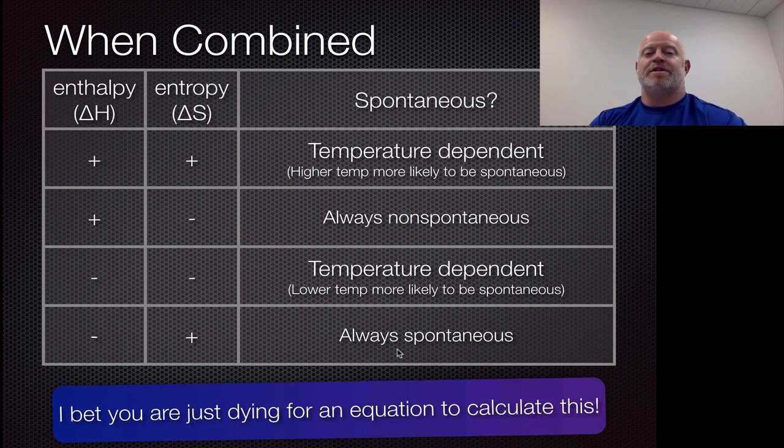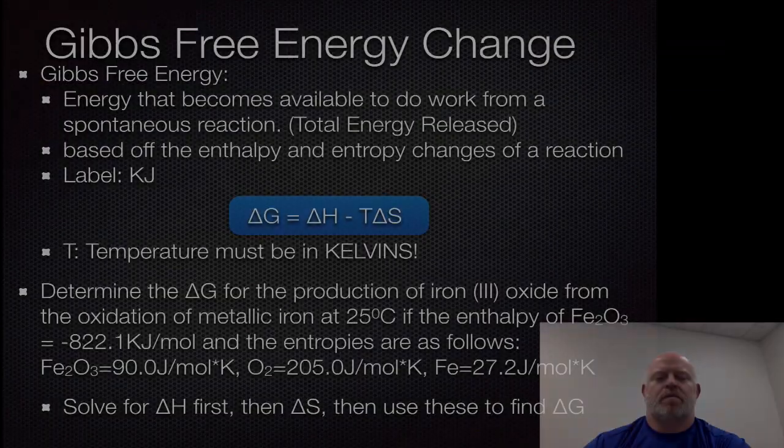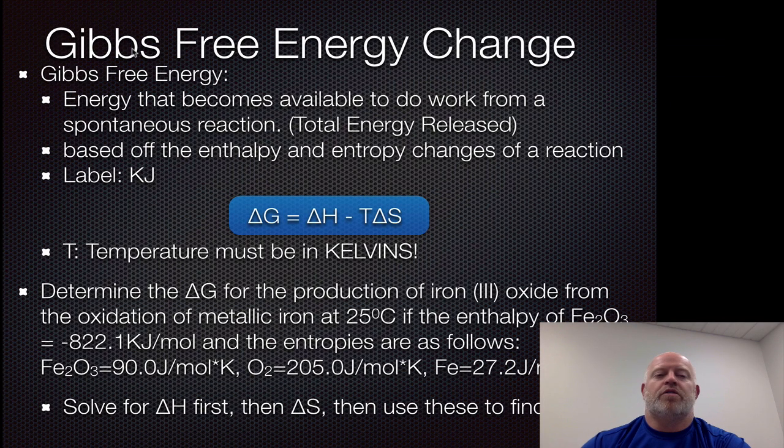Okay, so let's now take a look at the equation we can use to solve for this. The equation that we use is called Gibbs free energy. We're actually solving for the change in Gibbs free energy, delta G. Like we talked about before, we have our enthalpy being compared to our entropy. So it's going to be enthalpy minus, because they have opposite sign in their effect, the entropy change times temperature.